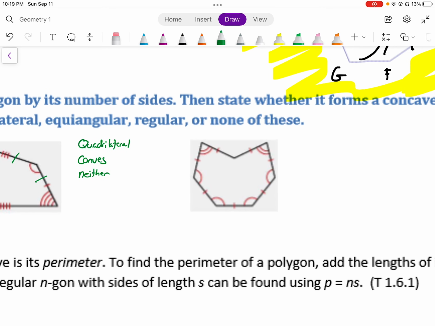This one that looks kind of like a cat is, let's count the sides. Let's start with this one. 1, 2, 3, 4, 5, 6, 7. So that's a heptagon. And all the sides are marked equal, it looks like. So actually, we're not there yet. It is concave. And lastly, it is equilateral. It's not equiangular, just equilateral.